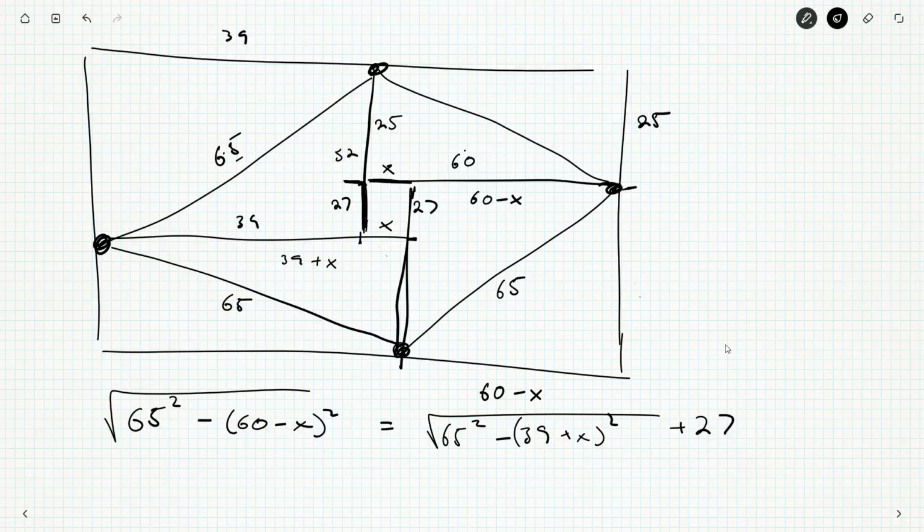Well, let me grab my calculator and see if my hunch of 21 working is correct. So 65 squared minus, so if it were 21, we'd have 60 minus 21. 60 minus 20 is 40, so we'd have 39. So minus 39 squared. And I square root that.